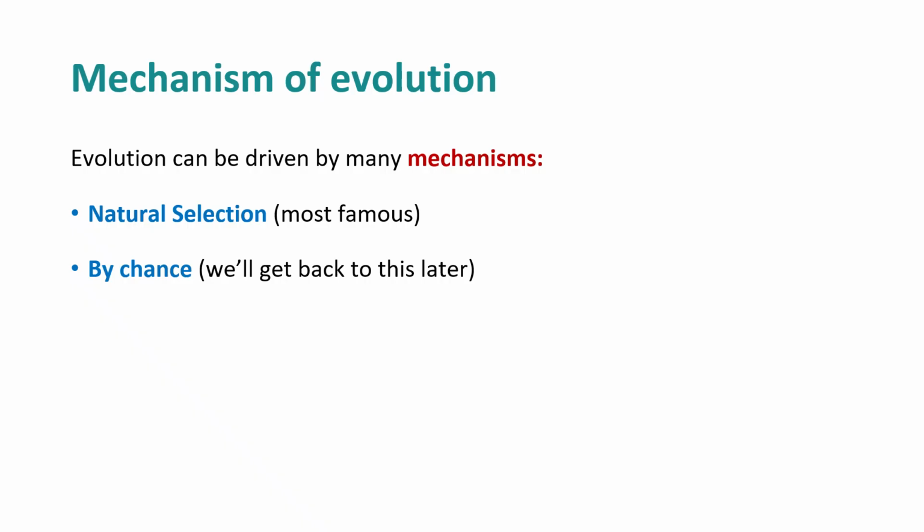So the process of evolution can be driven by different mechanisms. And the most commonly known mechanism that drives evolution forward is natural selection. And because of the nature of biology, anything can happen. So evolution can also be driven by chance in certain situations. Okay, so we'll get back to that part later, but for now, let's focus on evolution by natural selection.